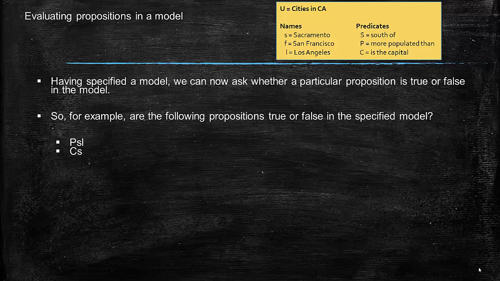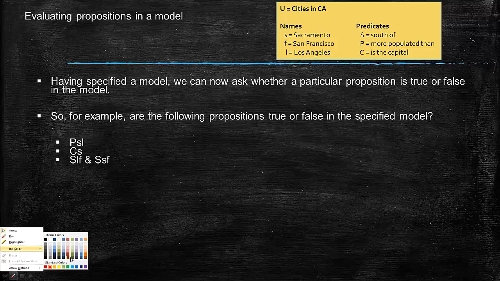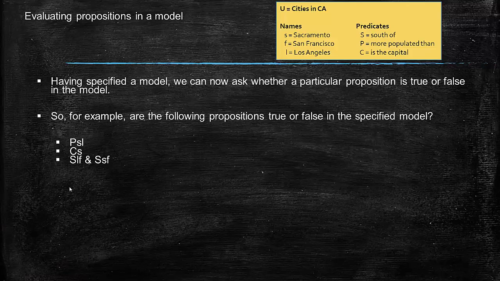Capital C little s says that Sacramento is the capital, which of course is true. This next one says that Los Angeles is to the south of San Francisco and Sacramento is to the south of San Francisco, which is false because one of these is false, right? So here you see that you have to really know your truth tables to be able to evaluate propositions that start to use the operators.